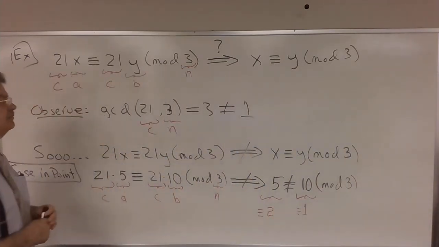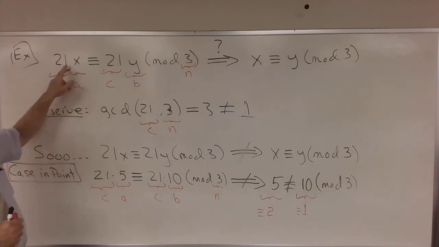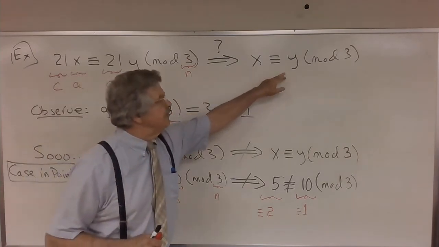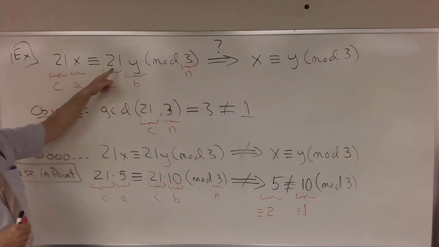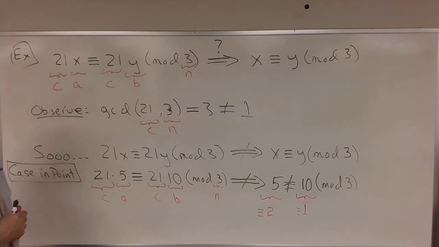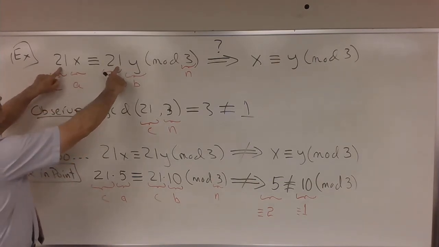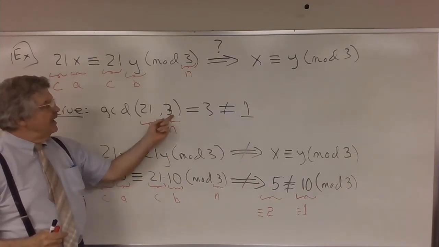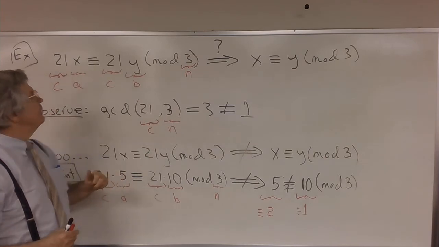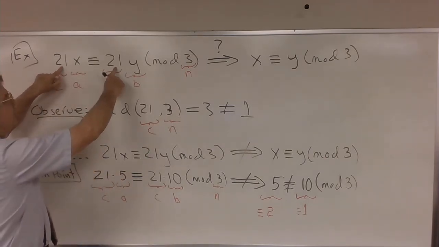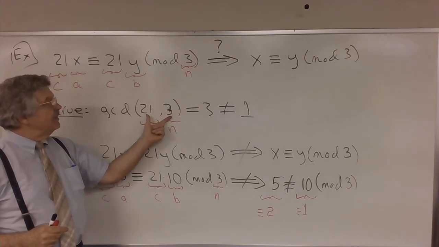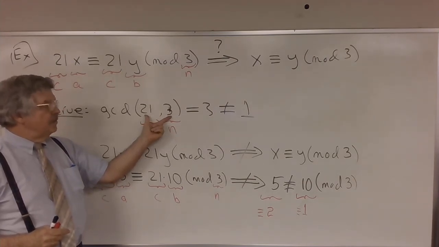So in this example, 21x congruent to 21y does not imply that x is congruent to y mod 3. We can't cancel the common divisors. And the reason we can't cancel the common factors is that the greatest common divisor of 21 and 3 is not equal to 1.